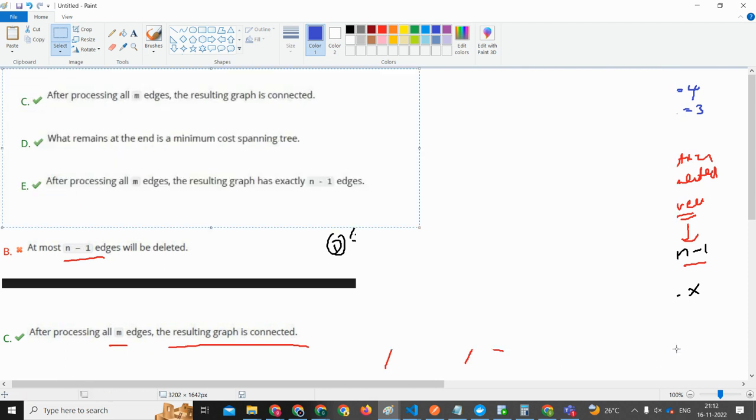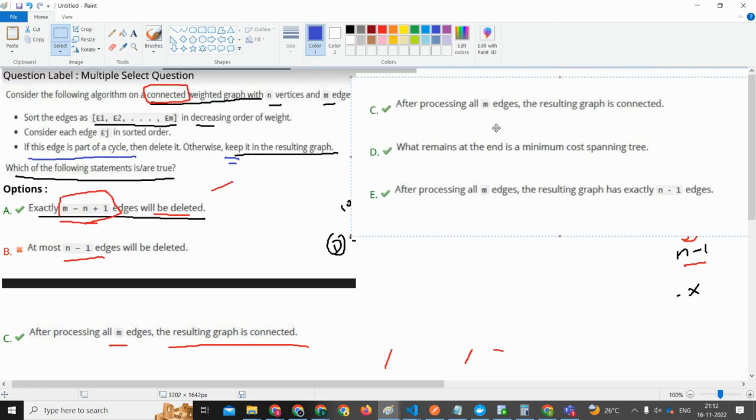Good discussion. I think there are four more options. Yeah, we saw the third option, right? We saw that it is going to be connected, right? What remains at the end is a minimum cost spanning tree. Is it so? It cannot be possible, right? I don't think so. So it cannot be a minimum cost spanning tree. It has to be a maximum cost spanning tree.